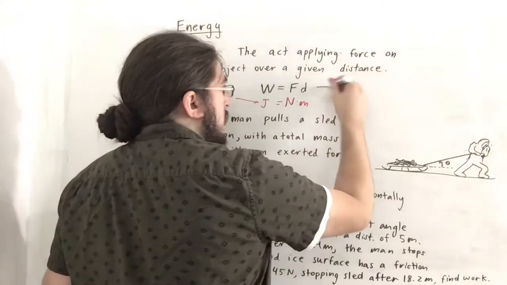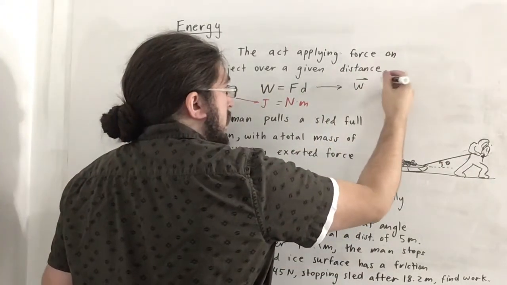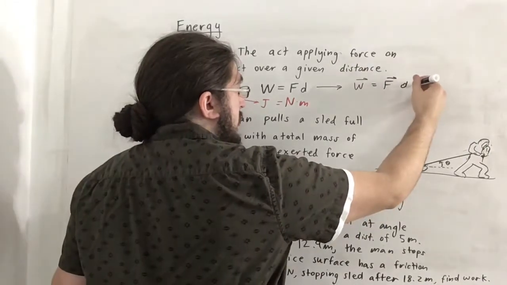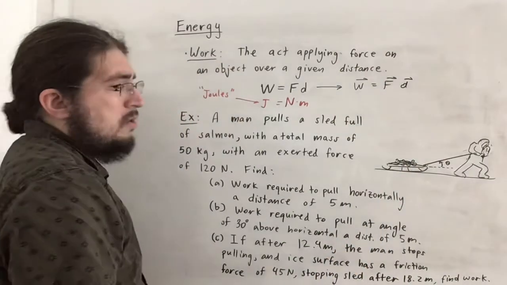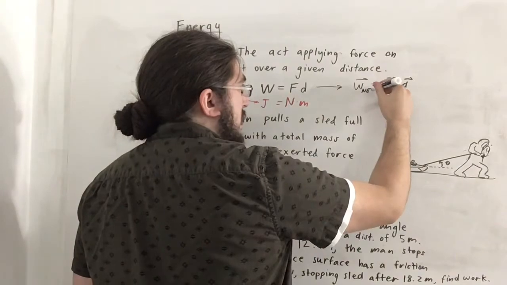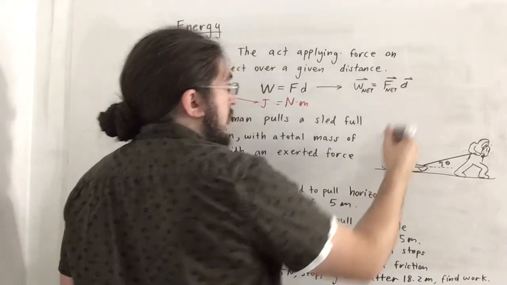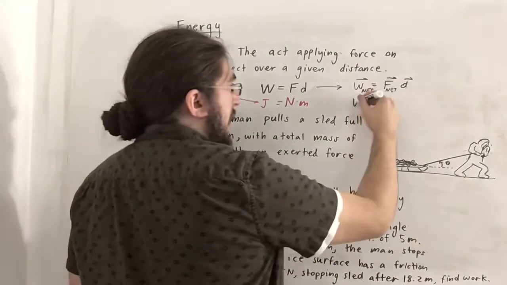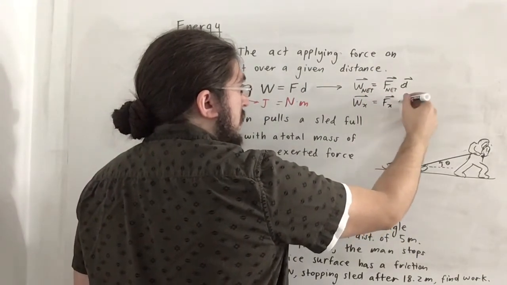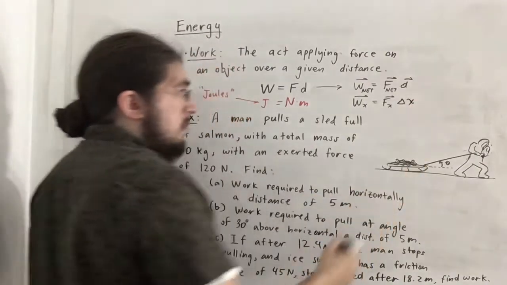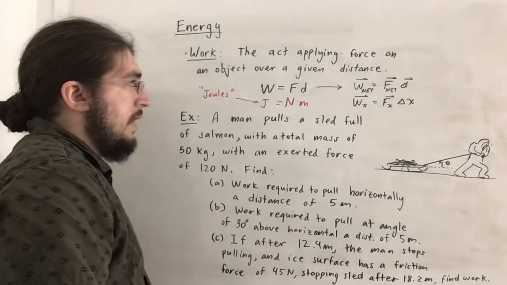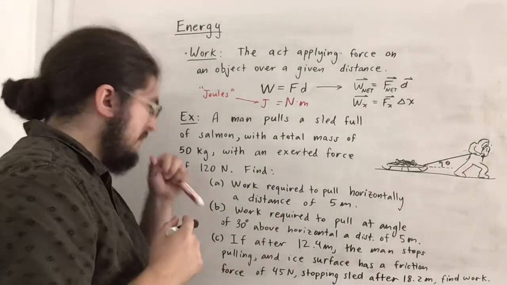So in general, we have W as a vector equals force as a vector times the distance as a vector. And of course, normally we consider the net work, kind of like we consider the net force, so I'll subscript that accordingly. Notice if you consider the x component of work, that would be equal to the x component of force times the x component of distance, which would be delta x. And similarly for y, it'd be times delta y. That's all I want to say there.